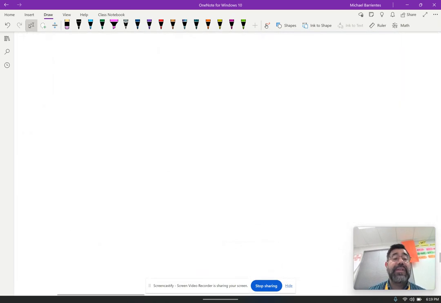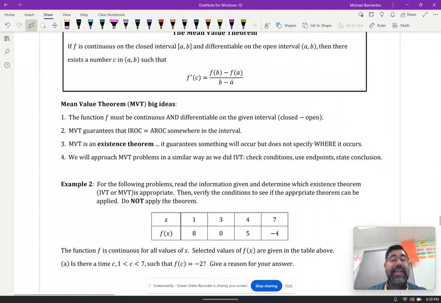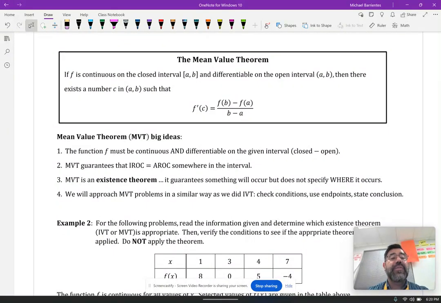The mean value theorem tells us that if these two conditions are met, then we will definitely be guaranteed the existence of a point where the IROC equals the AROC. And this is what it says. My two conditions are this. I have to have a function that's continuous on the closed interval. So between the points, I have to have a closed interval. My graph cannot have any holes, cannot have any breaks, cannot have any asymptotes. It has to be continuous.